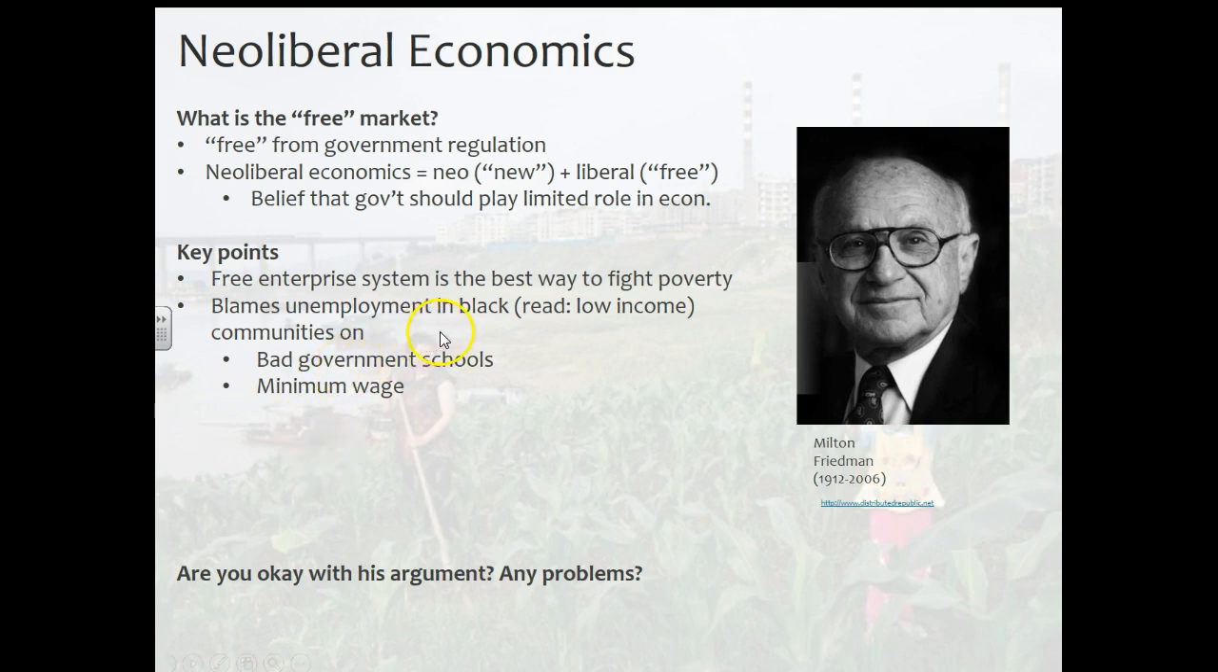What he refers to as unemployment of black communities, you can think of as just low-income urban communities, regardless of race or color. He blames unemployment on bad government schools and minimum wage. These are both intrusions into the free market. He says they are undereducated because of bad government schools, and the minimum wage, as he says, forces companies to hire people with skills and not allow on-the-job training.